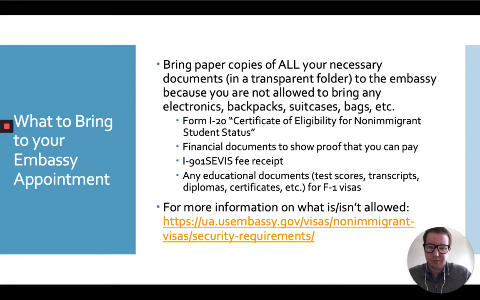So you'll want to bring, obviously, your Form I-20 from the university that they gave you, any financial documents that you'll have. These could include things like scholarships, bank accounts, loans, anything like this that you're planning on using. And then, of course, your service fee receipt, the one that you paid, the $160 or so. And then any educational documents like test scores, transcripts, diplomas, certificates, and so on for F1 visas, right? So the most liberal of visas. If you want to find out more about what's needed or what isn't allowed, you can go on to the U.S. Embassy website. I have here the website for the U.S. Embassy to Ukraine on the screen, so you can go there and find out more information.